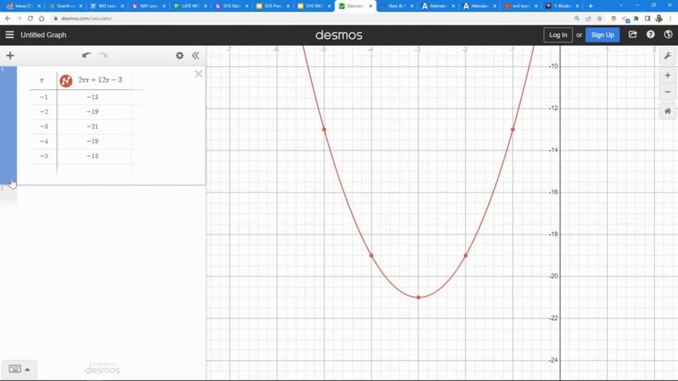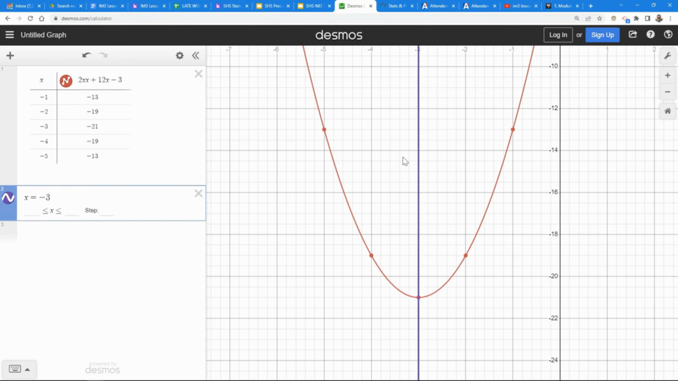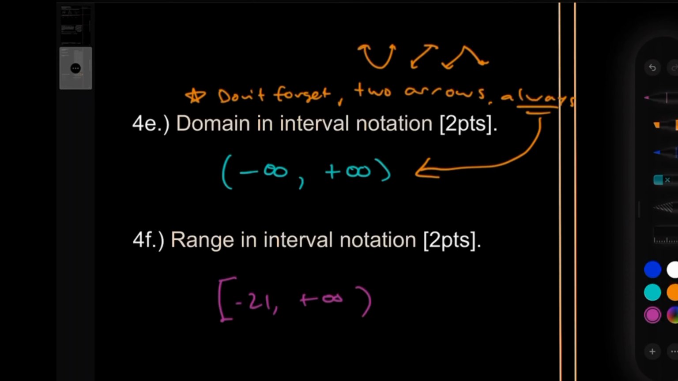now let's graph it. And I want to show you something else. So if I actually just graph x equals negative 3, that shows me my axis of symmetry here. So that's how you get a table of values and your graph using Desmos. Okay, that was our answer for the domain and range.